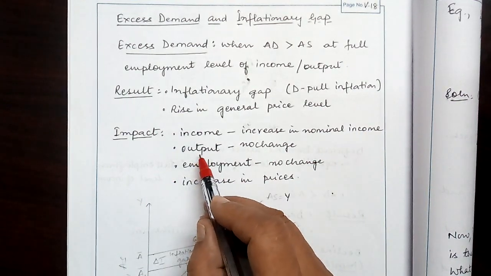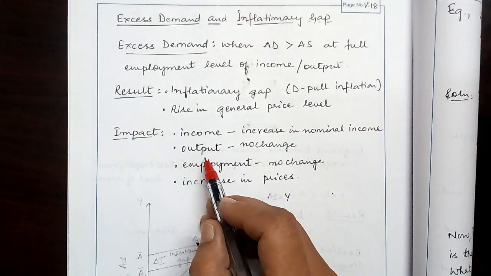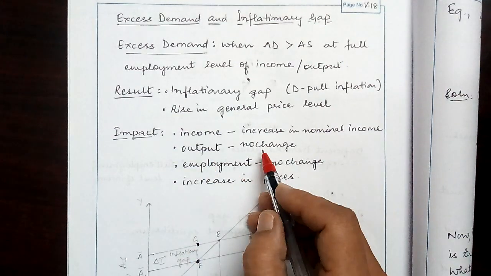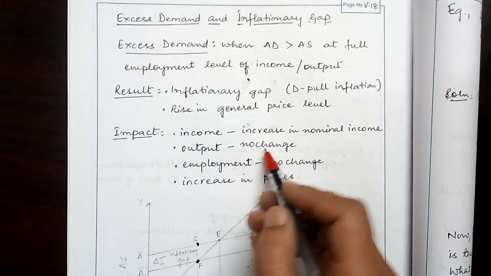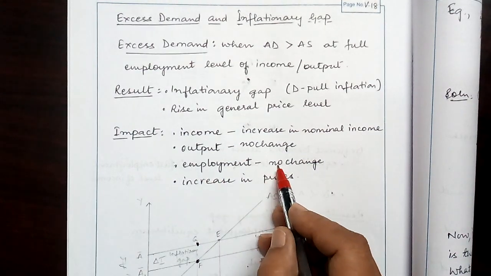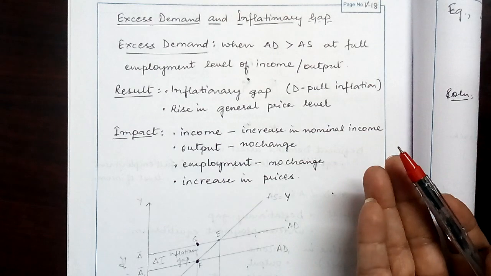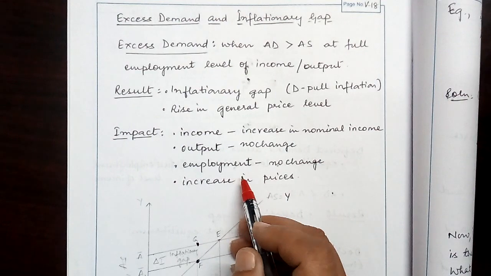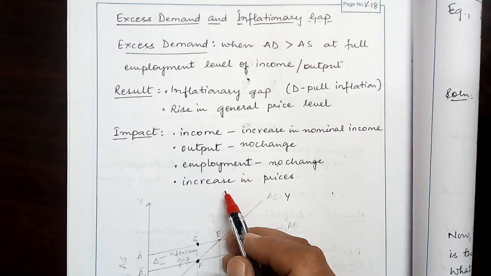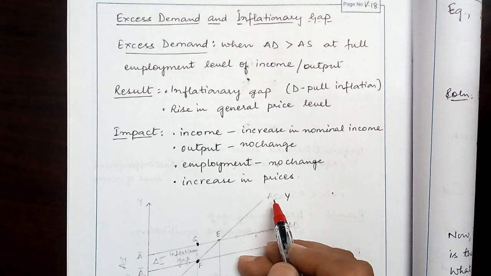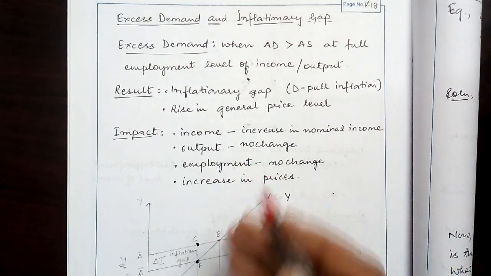Then what would be the impact on the output? We learned just now that the economy is already working at its full capacity. So, there would be no change in the output. Then what would be the impact on employment? There will be no change in the employment as the economy is already working at full employment. Hence, there is no scope of creation of any additional employment. Then, we also learned that there will be an increase in the prices to bring down the demand to meet the supply, so that the supply can meet the demand.